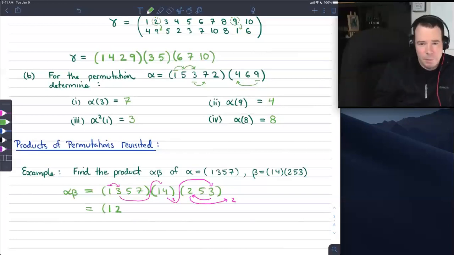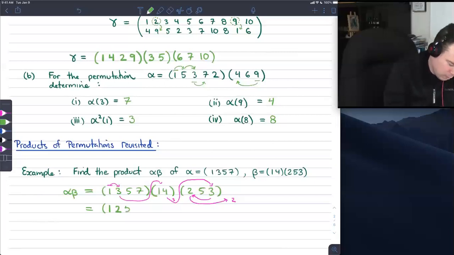And then we do the same thing with that 2 now. Now 2 is going in. And I just read across. For that first permutation, that first cycle, 2 goes to 2. The next one, 2 still goes to 2 because it's not moving it. And the last cycle, 2 goes to 5. So 5 comes out.